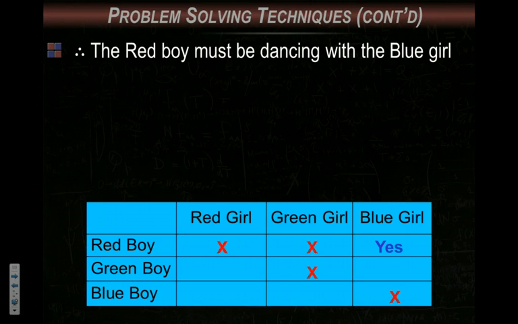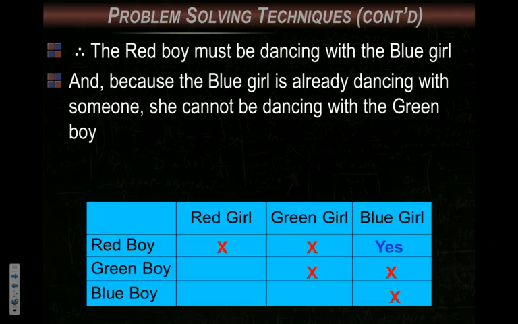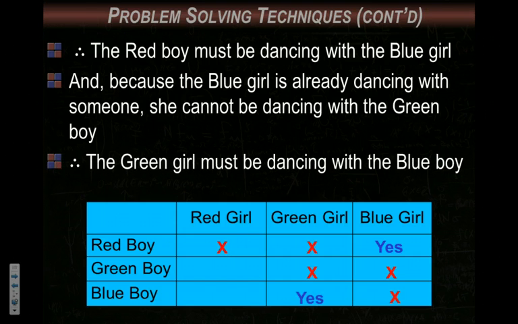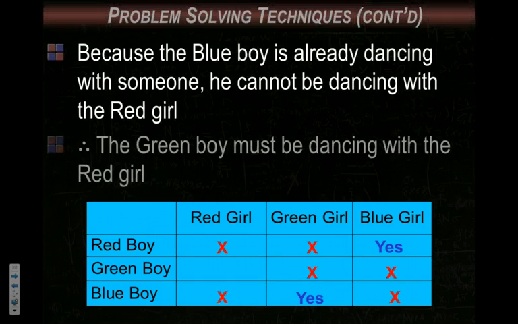Now, moving on, I can see something from a pattern here. Red boy must be dancing with blue girl. That's all that's left here, right? I've X'd everybody else. And since blue girl is dancing with red boy, she can't be dancing with green boy because she's dancing with red boy. So green girl must be dancing with blue boy. There's nobody else left. The rest of it starts falling into place.